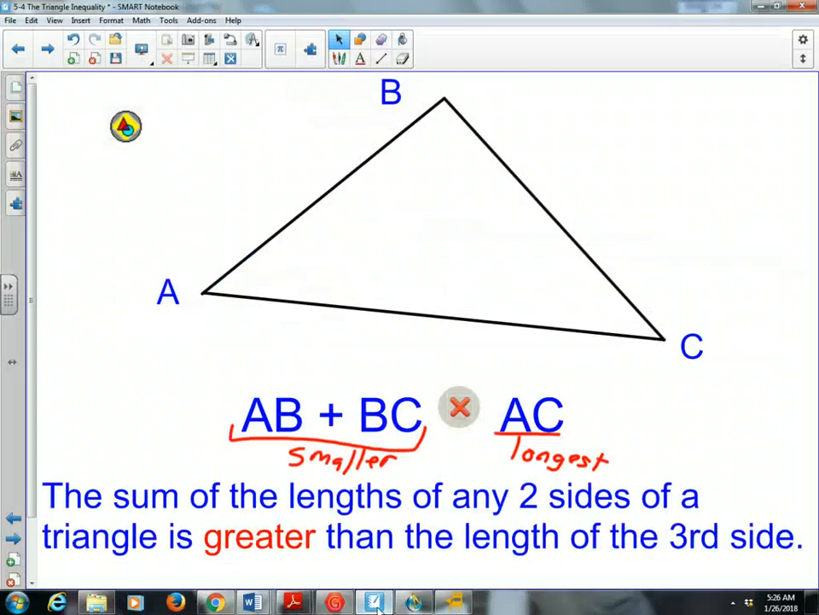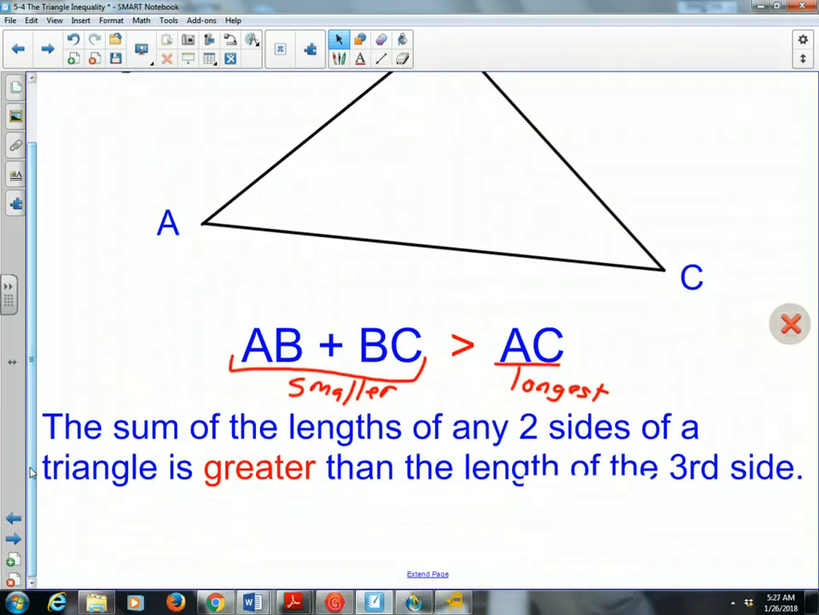So that is what this states right here. It's always going to be greater than. So the sum of the lengths of any two sides of a triangle is always greater than the length of the third side. A triangle cannot exist if the two smaller sides are less than the third side. Then we don't even have a triangle at all.